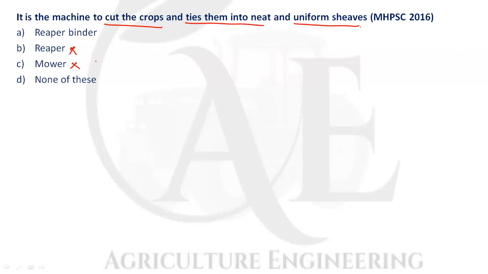It is used to cut the crops, but it does not tie them into neat and uniform sheaves. So reaper binder can be used. Okay. So it is to cut the crops and tie them into uniform sheaves. So reaper binder is used.